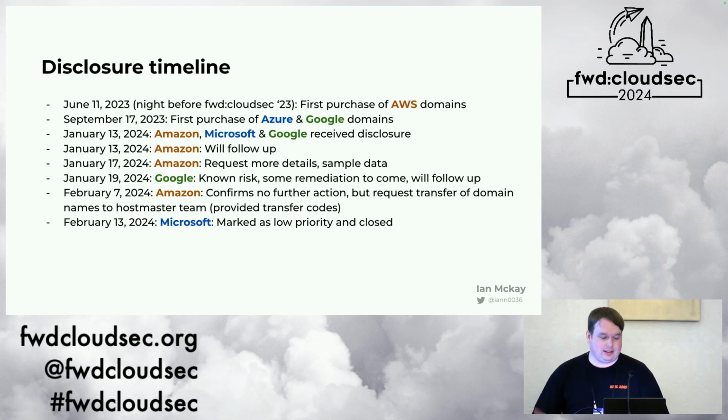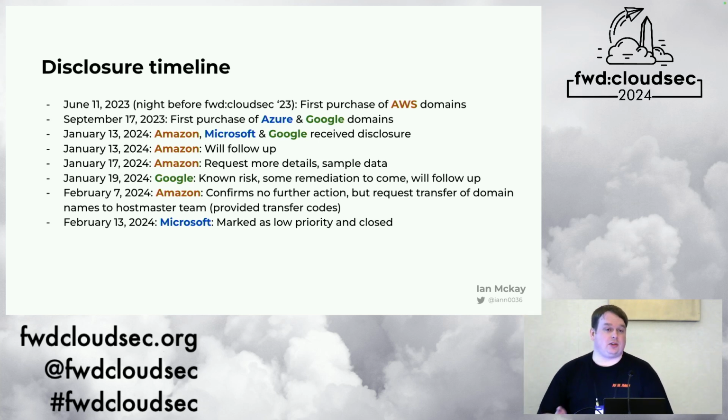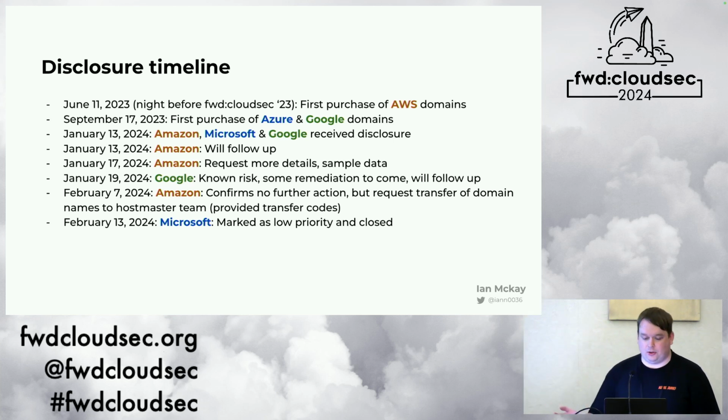So wrapping up, here are some of the disclosure timelines for the vendors that I disclosed to. Amazon requested more details, sample data, and although they confirmed no further action, they requested a transfer of the domain names to their host master team. Microsoft immediately marked this as low priority and closed, and just didn't talk to me.